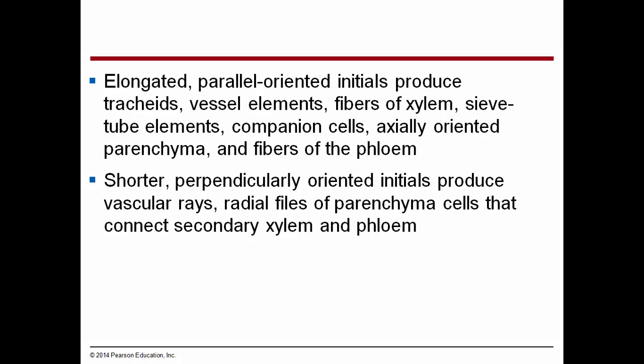Elongated, parallel-oriented initials produce tracheids, vessel elements, fibers of xylem, and sieve tube elements and companion cells, axially oriented parenchyma, and fibers of the phloem. Shorter, perpendicular oriented initials produce vascular rays, radial files of parenchyma cells, and connect secondary xylem and phloem.